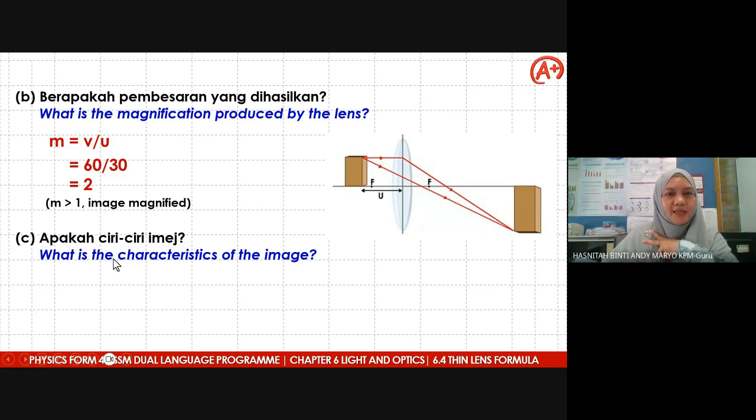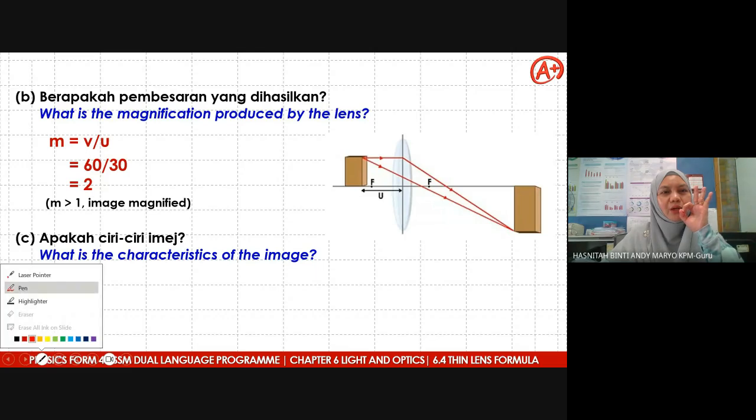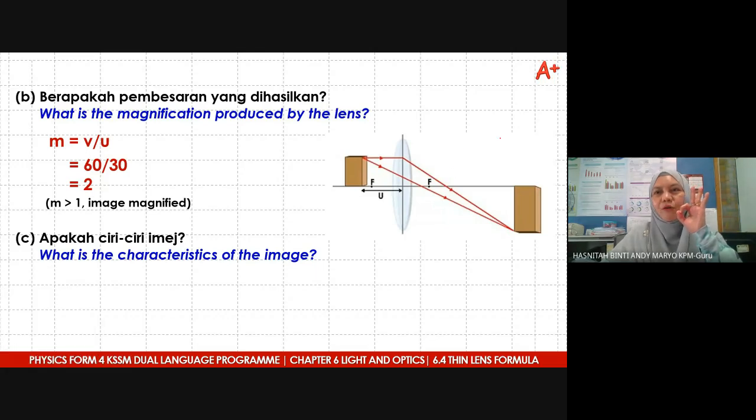A3, what is the characteristic of the image formed here? You can write 3 characteristics. Number 1, virtual or real. Remember, if it is formed at the opposite side of the object, it should be real. So this side is a real image. If formed on the same side of the object, it is virtual.